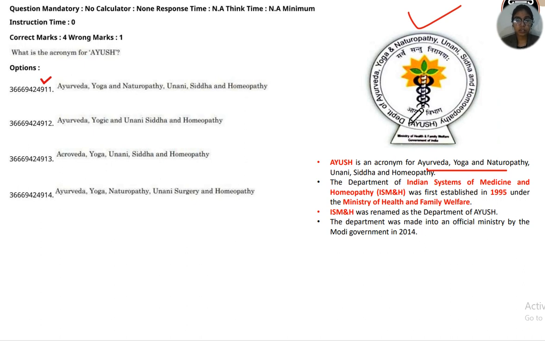This was launched by the Ministry of Health and Family Welfare. Earlier it was ISMNH and later it was renamed as Department of AYUSH. So this is very important. Just remember the full form of it: Ayurveda, Yoga and Naturopathy, Unani, Siddha and Homeopathy.